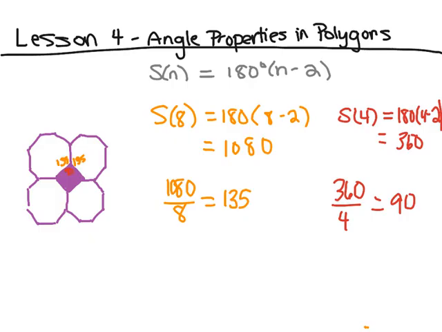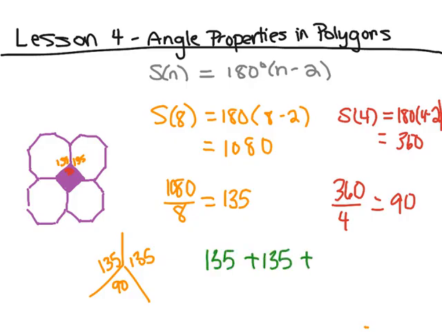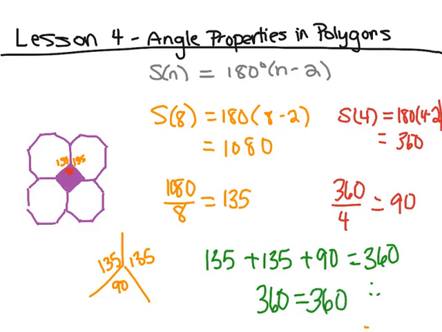So as you can see, if you look up close, it looks like this. This is 135, this is 135, and this is 90, and it makes a full circle. So if we add it all together and it makes 360 degrees, they will tessellate. So we can tile them. So 135 plus 135 plus 90, we want to see if it equals 360, and add them all together and you find that they do. So therefore, they tessellate, and you can tile them.